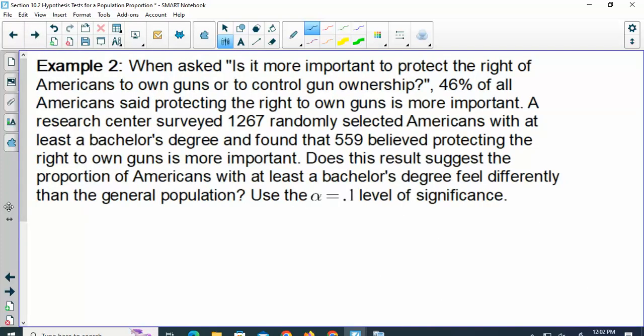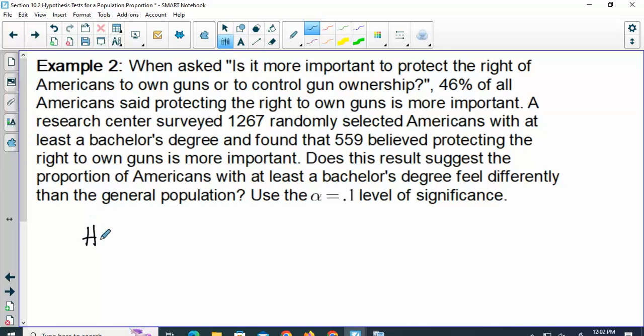When asked, is it more important to protect the right of Americans to own guns or to control gun ownership, 46% of all Americans said protecting the right to own guns was more important. A research center surveyed 1,267 random Americans with at least a bachelor's degree and found that 559 believed the right to own guns was more important. Does this result suggest the proportion with at least a bachelor's degree feel differently than the general population? Use alpha equals 0.01. So, what do we do first?